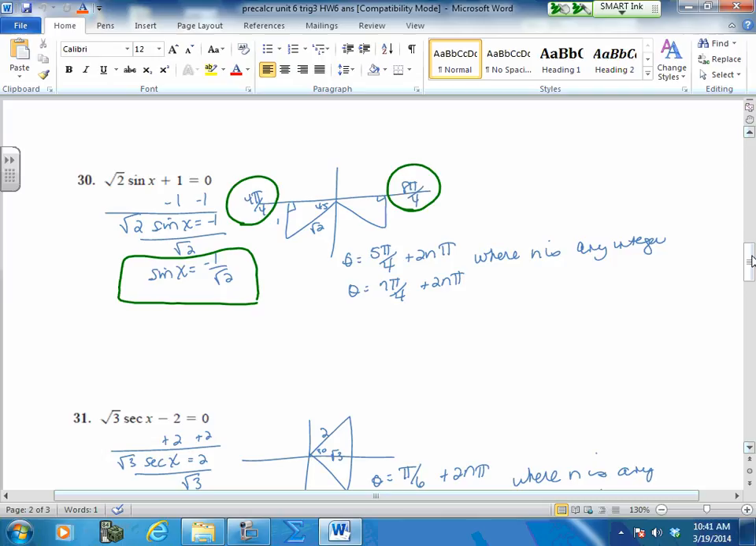You want endless solutions. Just keep whipping around the 2 pi: 2 pi, 4 pi, 6 pi, negative 2 pi, negative 4 pi. That 2n pi takes care of that. That gives us all solutions.